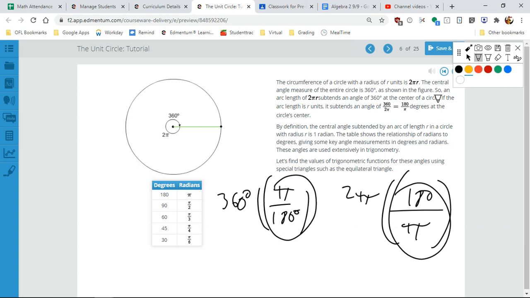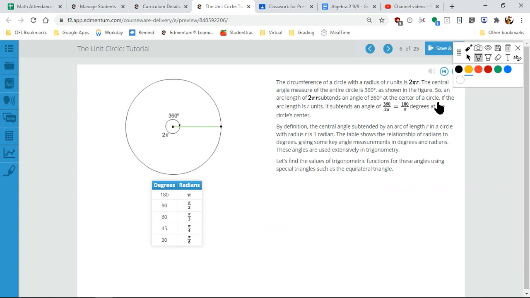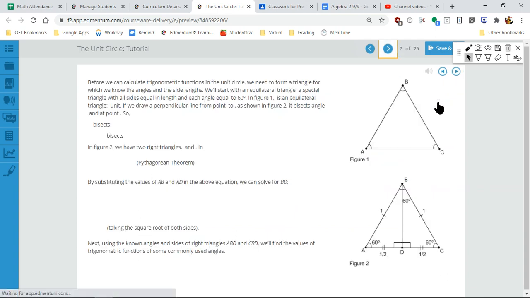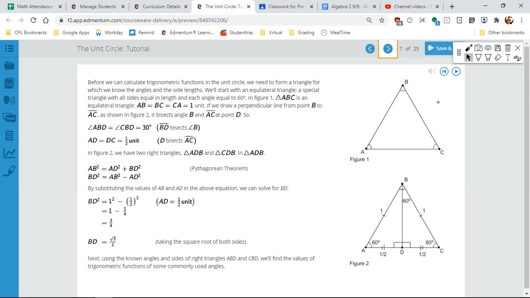All right, so here you would always want the pi's to cancel out. Here you would want this degree symbol to cancel out. And that's a good way to kind of remember how to convert between degrees and radians.